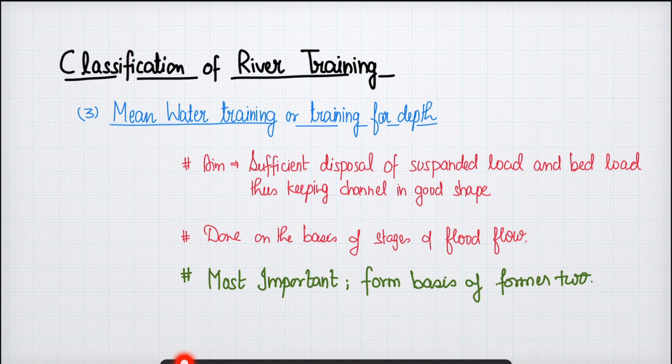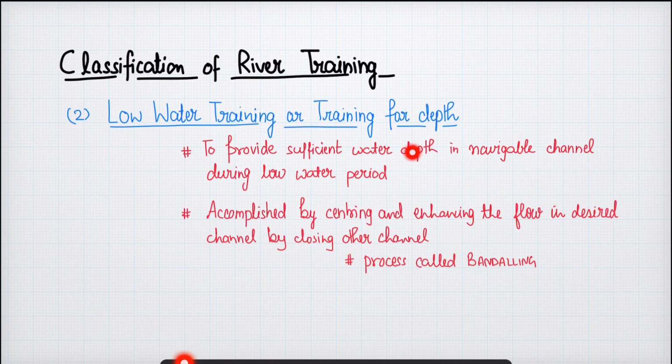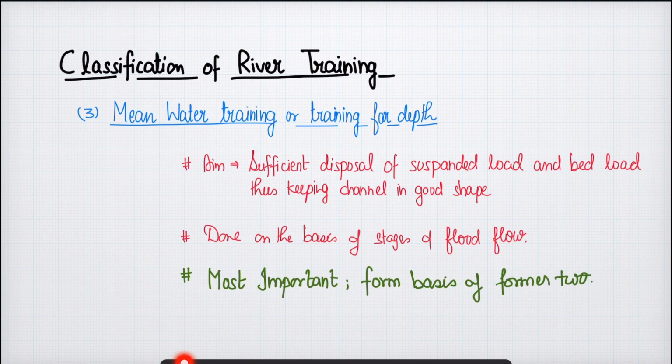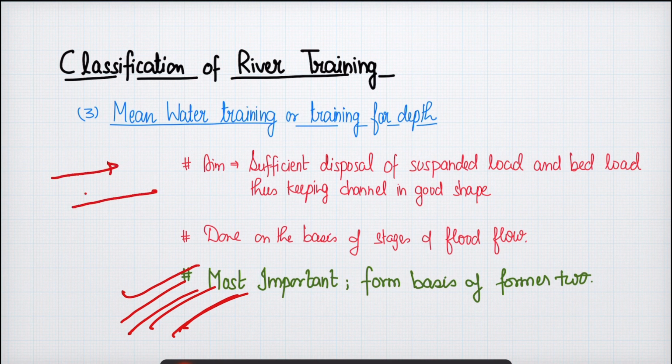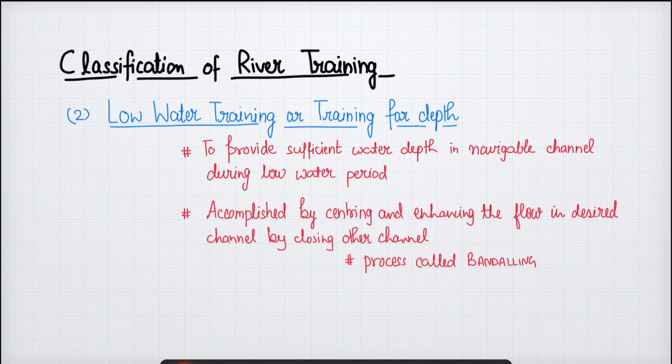Again, a point to be noted: type 2 also aims for the training for depth. Type 3 also aims for the training for depth. But the aim is different. For type 3, the aim is the effective disposal of suspended sediment load or the bed loads, and it is called the mean water training. It is the most important, and based upon how much sediment the river is carrying and how much it is depositing, the other two training works are decided.